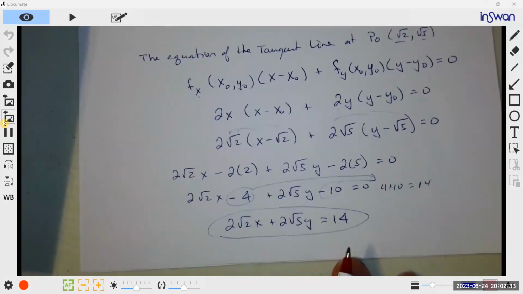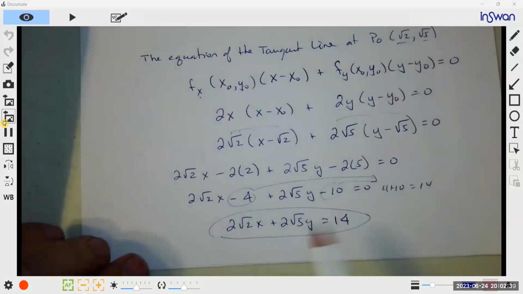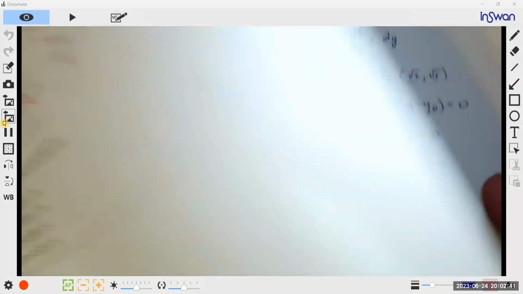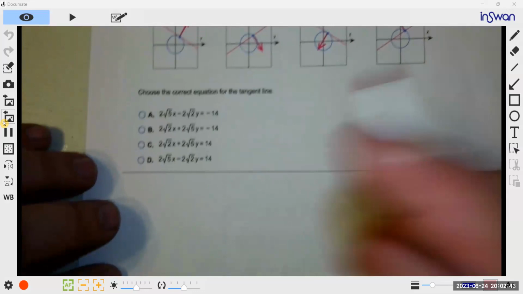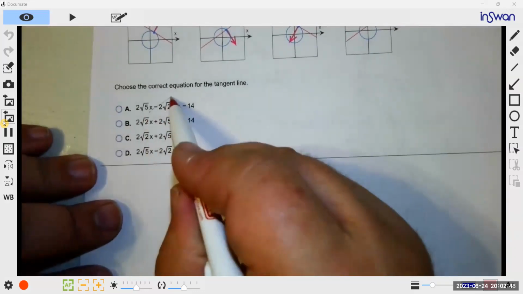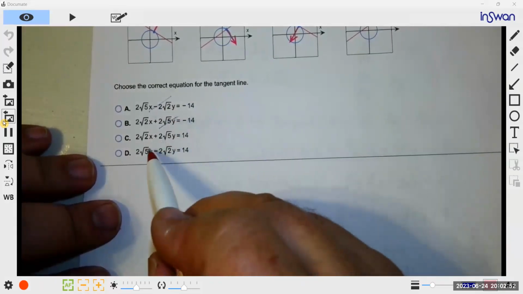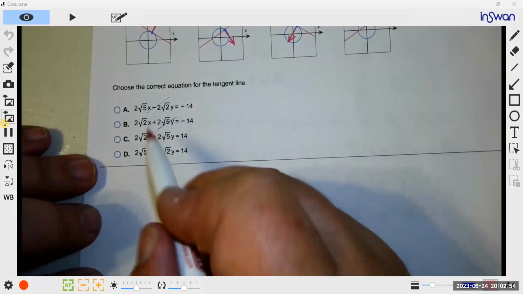All right. Now, also another thing it tells us is that that's our equation. So 2 radical 2x. So that can't be it. 2 radical 2x, 2 radical 5y. It can't be. It's not negative. It's positive. So it's got to be C.